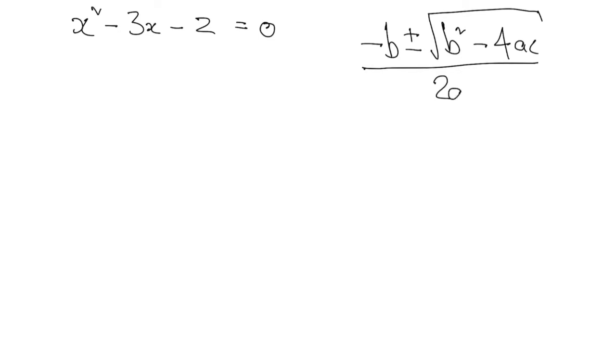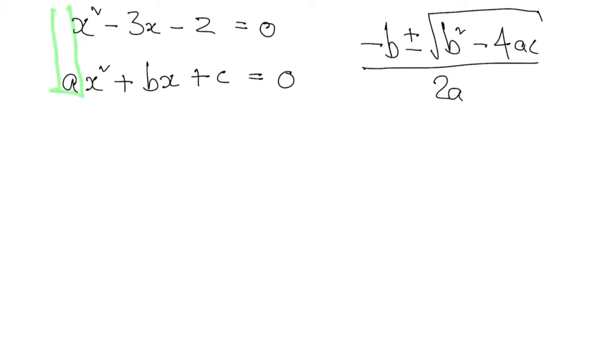all over 2a. We have to take the quadratic equation we're trying to solve and compare it against the general equation for any quadratic, which is ax squared plus bx plus c, to be able to identify the values for a, b and c, which we're going to use in the quadratic formula.